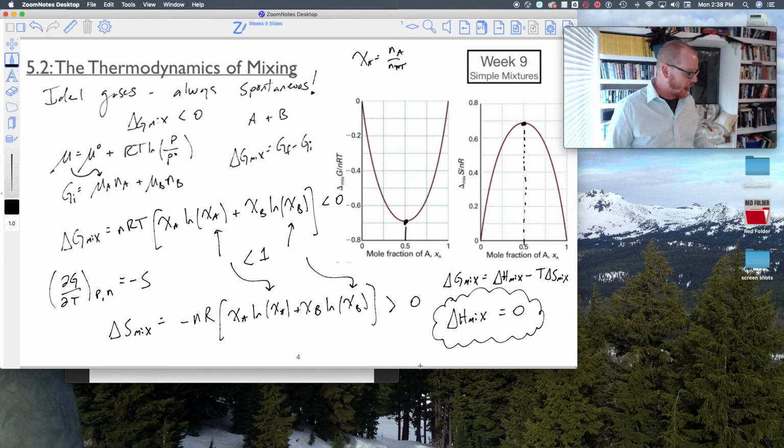And that is going to allow us to think about what happens to a solution when we mix a solution. Okay?